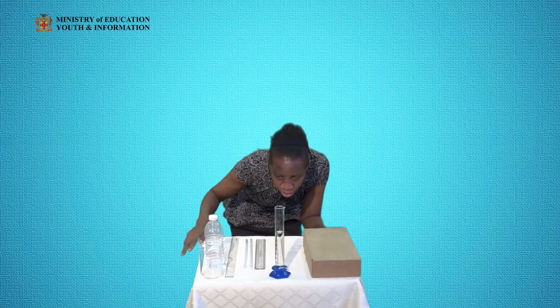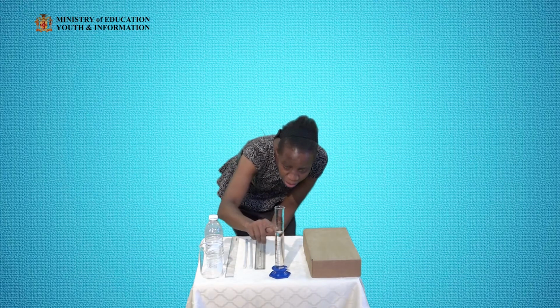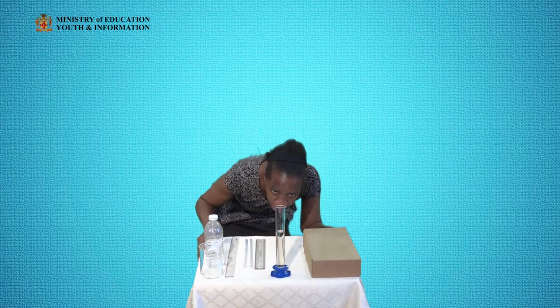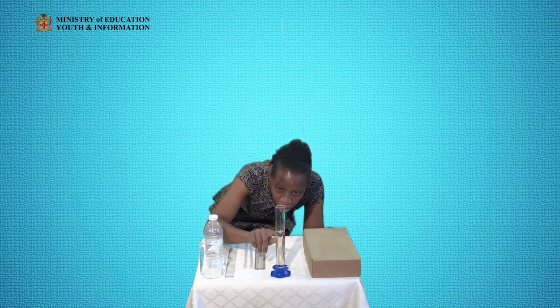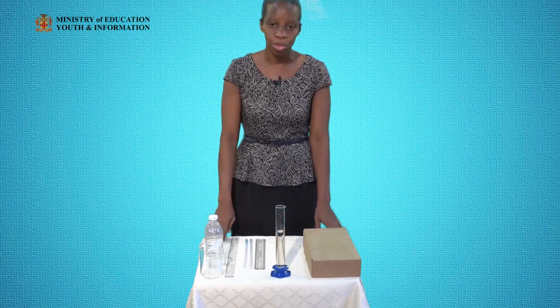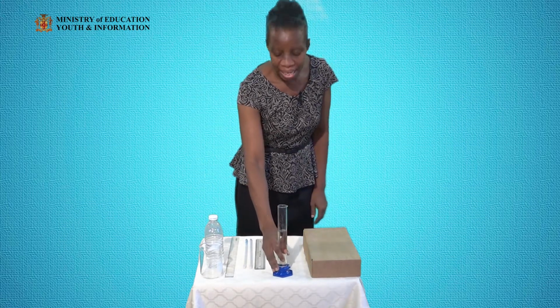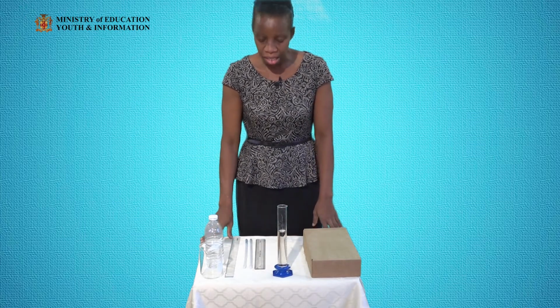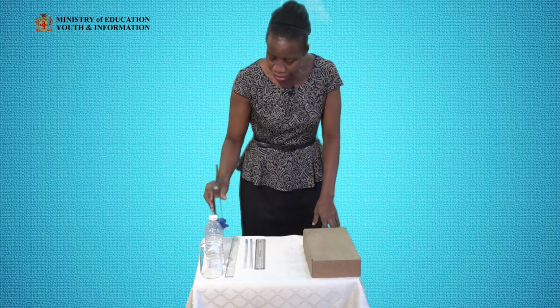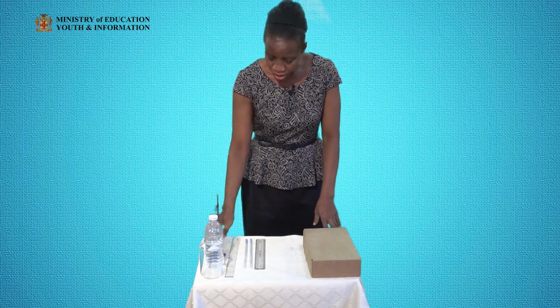So the water here has formed a curved surface with my measuring cylinder. That is called our meniscus, yes? And if I read that volume, it's at 91. And so we would say that this volume is 91 centimeters cube or milliliters. So 91 milliliters or 91 centimeters cube. And that is how we would get the volume of the water.